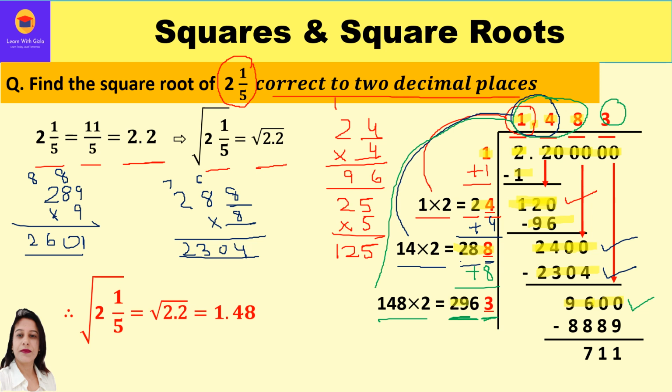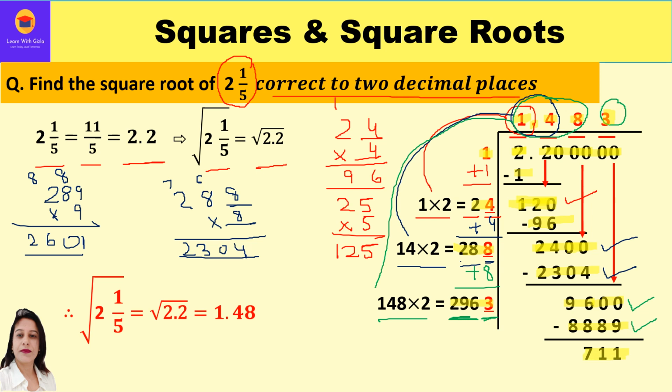So clearly if I take 3, I'm getting a product which is less than 9600, that is 8889 I'm getting. So my divisor is 2963. My quotient is 3 over here. When I multiply, I get the product 8889. Further, I will subtract it from 9600. I will get the remainder as 711.